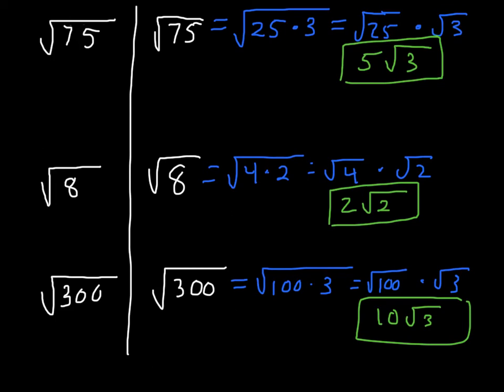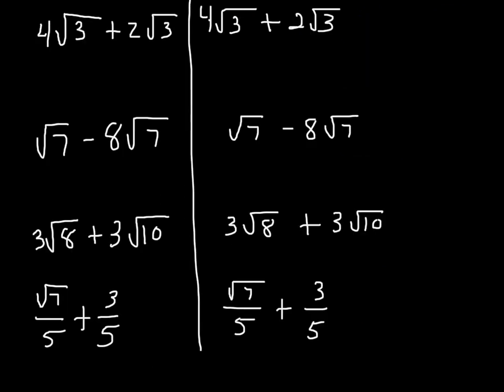Alright, and our last slide. Okay, so here we're going to take a look at when is it okay for us to do some stuff. And here's what I want you to think of. Think back to when we were doing combining like terms. Think of this as a term. It's like x or y. If these two things are the same, if the two square roots are the same, then it's okay.